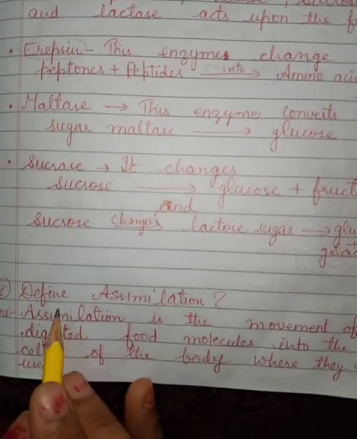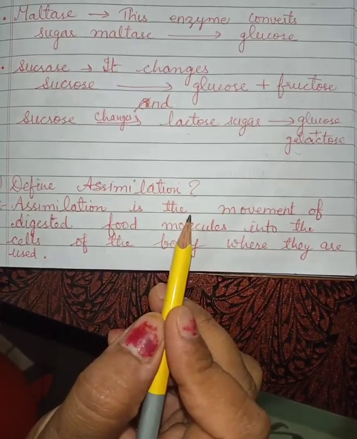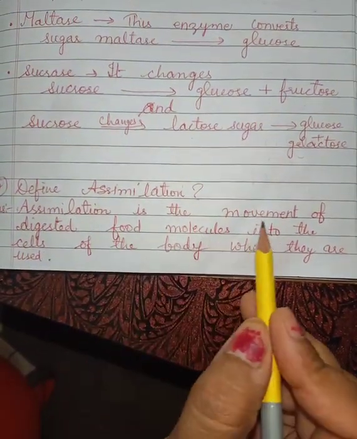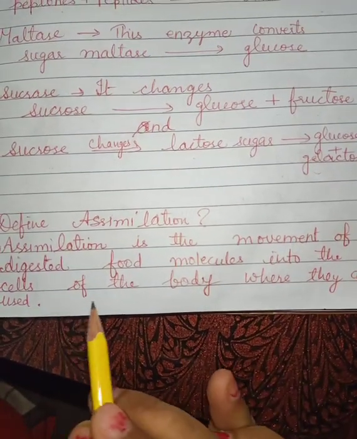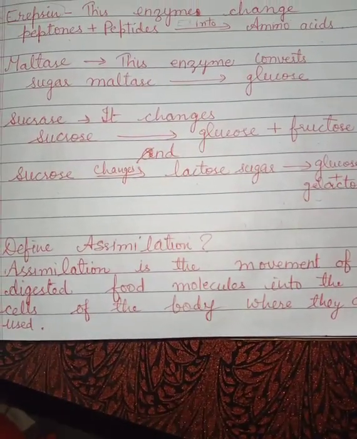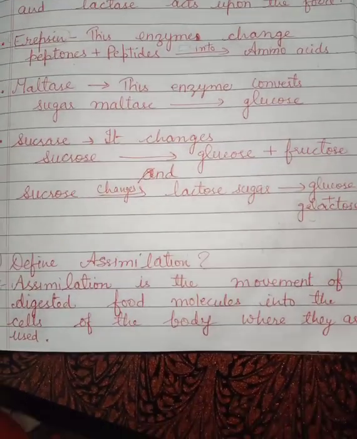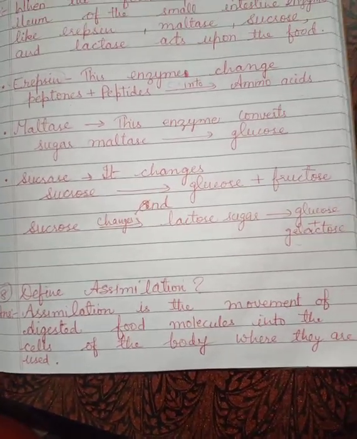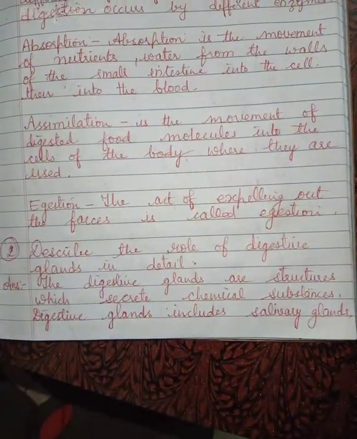Now question number 8 is, these are the small questions. Define assimilation. Answer is, assimilation is the movement of digested food molecules into cells of the body where they are used. This is question number 8.